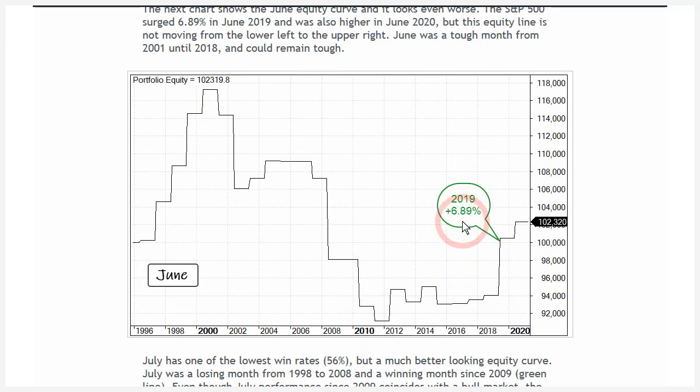And then June 2019, we were up 6.9%, and that was after that big decline in May. So who knows what was going on there. But overall, you know, this is a weak equity curve. It's up, it's down, it's up. It's not moving from left to the upper right. It's not in an uptrend. It's more all over the place. So it's a coin flip at best. And I would say there's not much bullish seasonality in May or in June. And that is working against the market right now.